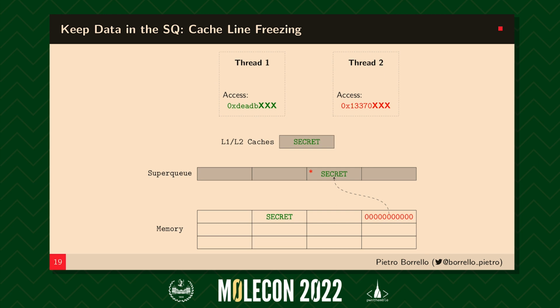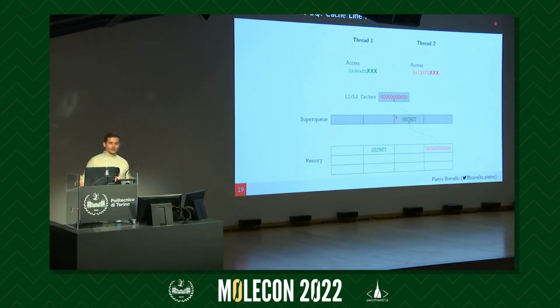But here, what is happening? The secret is not overridden when we access our data. Then, okay, the information that this was 0 will be forwarded. No idea what's happening in the caches, if the 0 is written there or just forwarded. But eventually, the 0 will arrive to thread 2. But what we did here is to freeze a secret inside the cache line and inside the superqueue. So as long as we keep accessing our 0 data, the data there will be stuck inside the superqueue and can't move anymore.